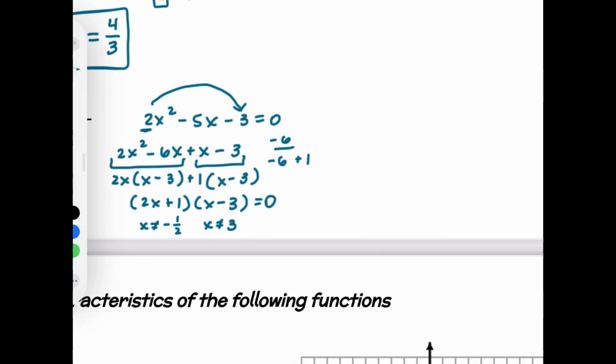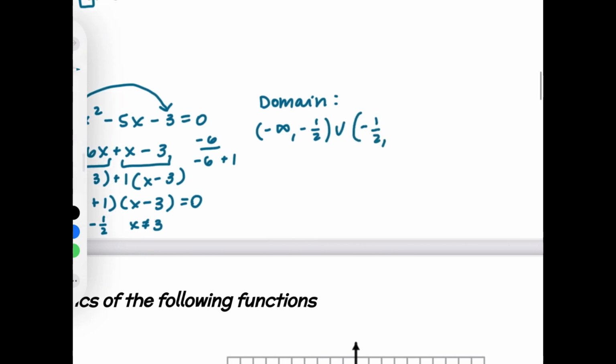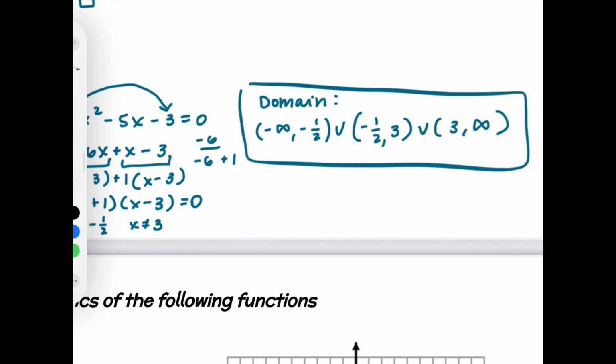So I'm going to write this in interval notation. -∞ is where we start. -1/2 is smaller than 3, so that would come first. Union, -1/2 to 3, union 3 to infinity. All right, and then from there, that is your final answer. So remember, these numbers right here should be the same, and these should be the same. And those should be the numbers that you're trying to take out of your domain.